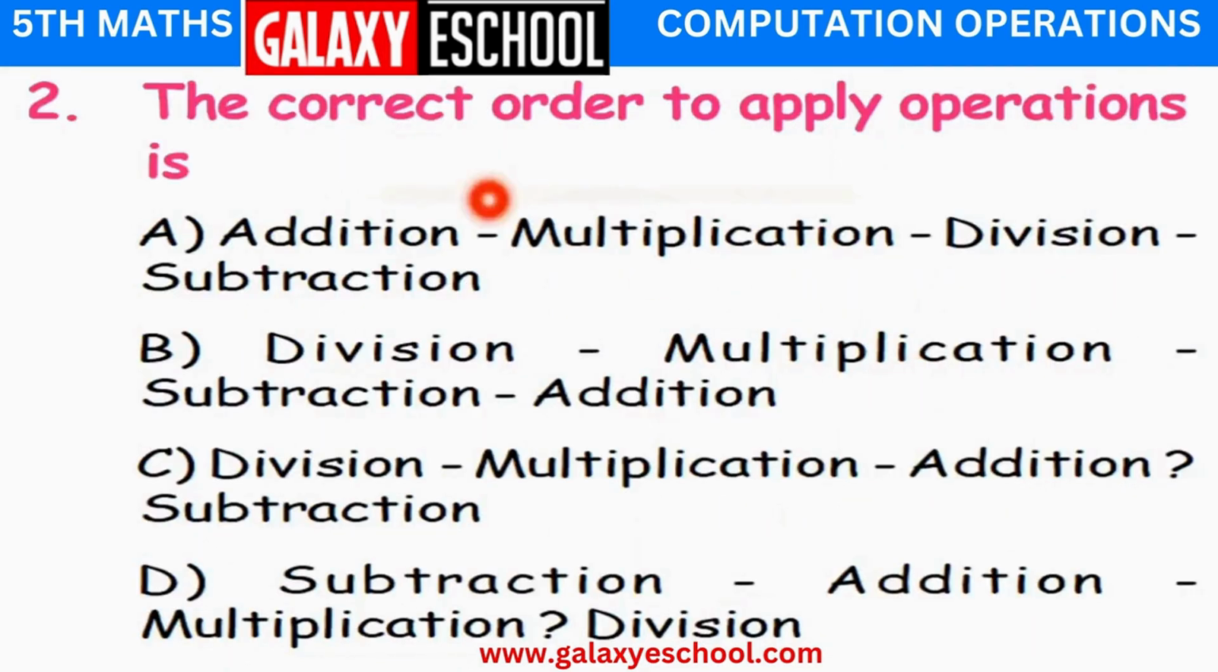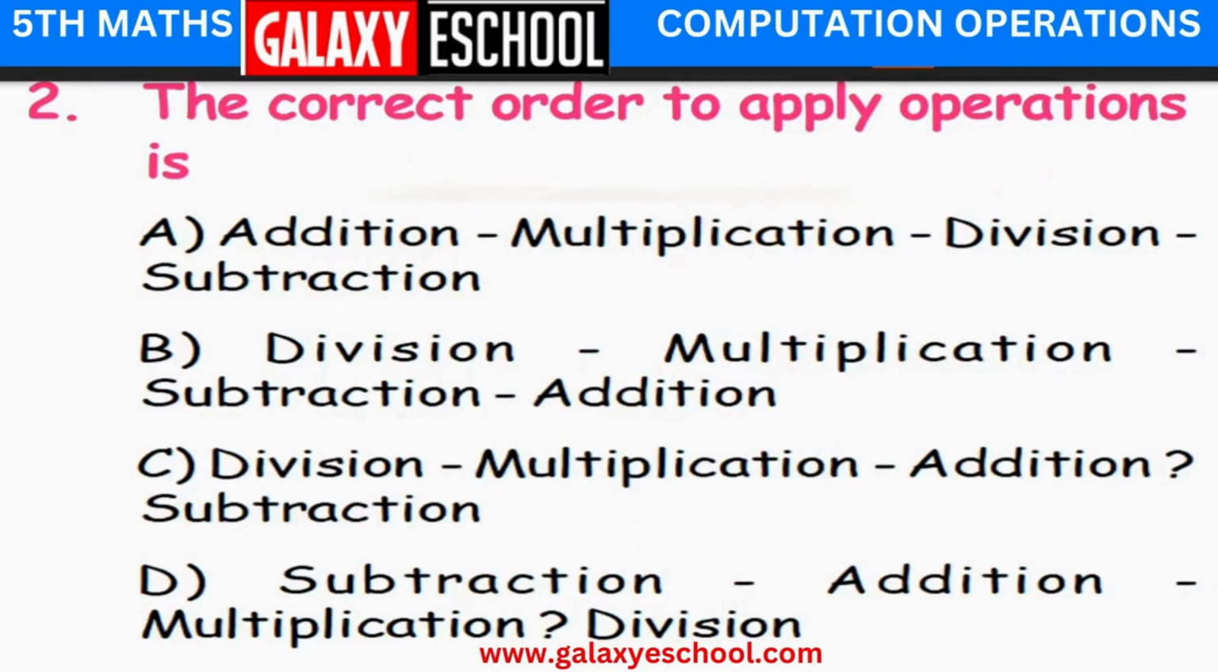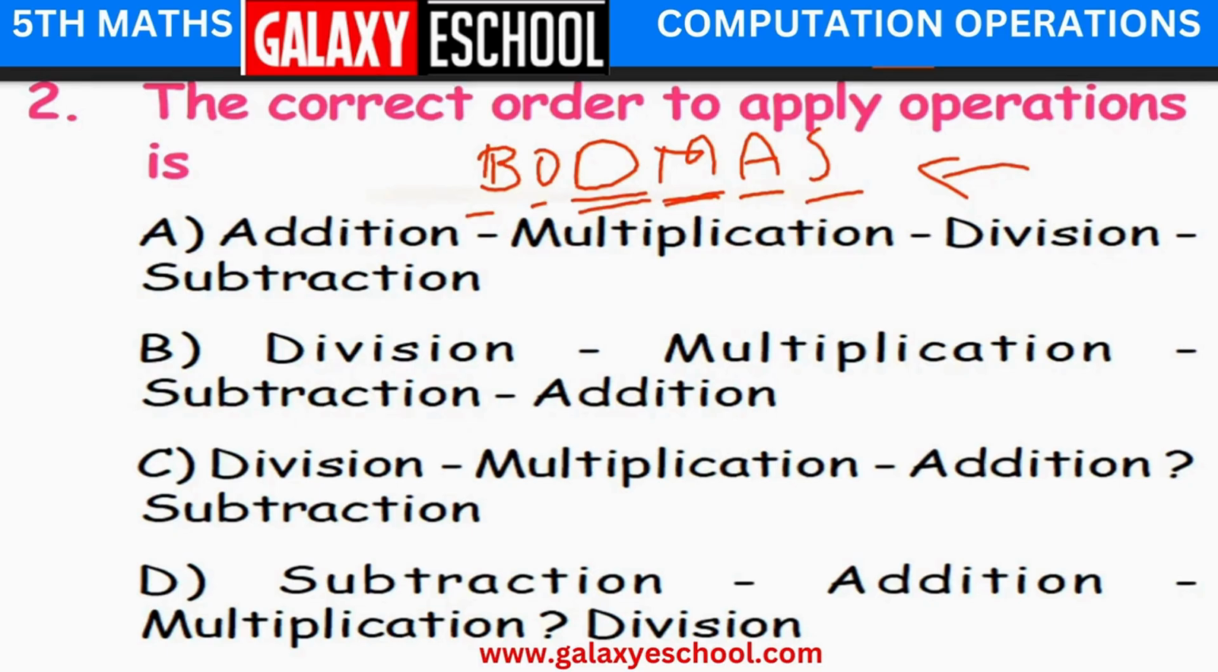Coming to question number 2. The correct order to apply operations is. Now children, how can we know in which order to apply the operations? BODMAS. Yes, BODMAS. Now here, see, bracket of division, multiplication, addition and subtraction. So this is the order in which we need to apply operations. Now let us check which option is the correct one.